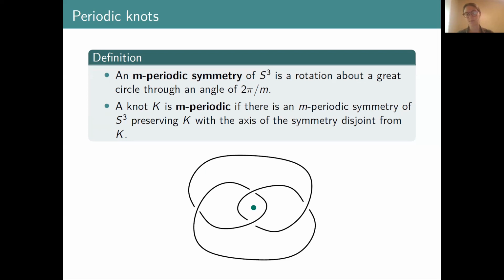the knot to itself. So in this picture, we have a knot, and this green dot is supposed to be the axis of the symmetry in the plane. So if I take this diagram and just rotate it 180 degrees, it's taken to itself. And the axis in all of S3 is just some circle, and it's not going to intersect the knot. So this is a 2 periodic knot.